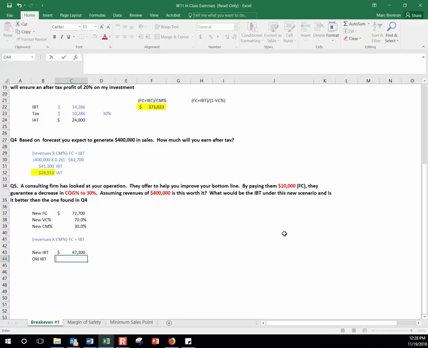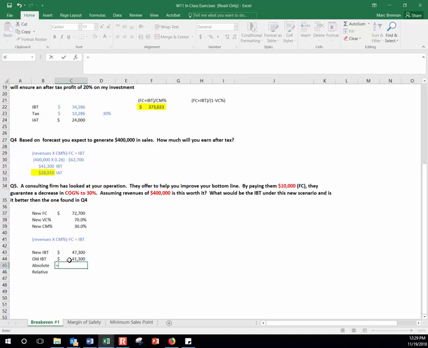Oh, sorry, that's my income after tax. So my old income before tax, before this consulting agency came along, was $41,300. So right away, with this scenario, I'm making more money. How much? Well, we can find out our absolute and our relative differences.